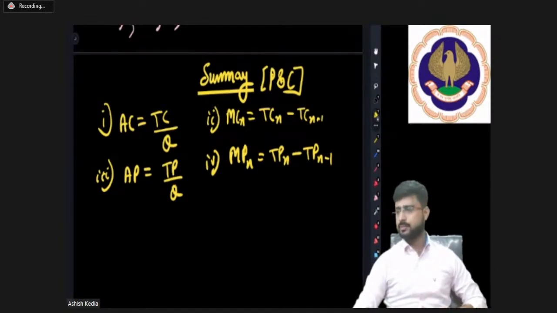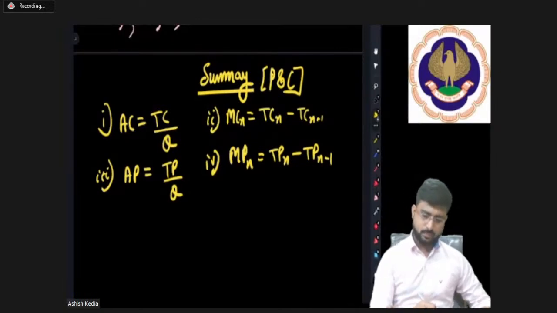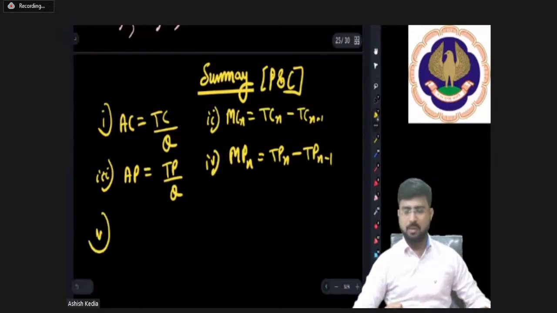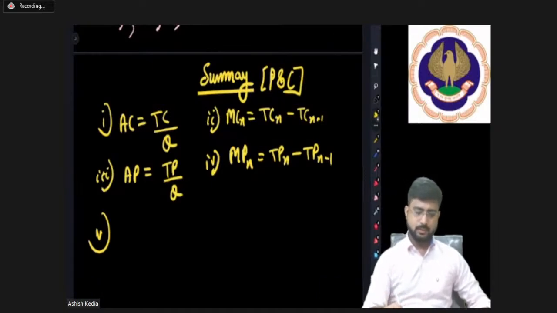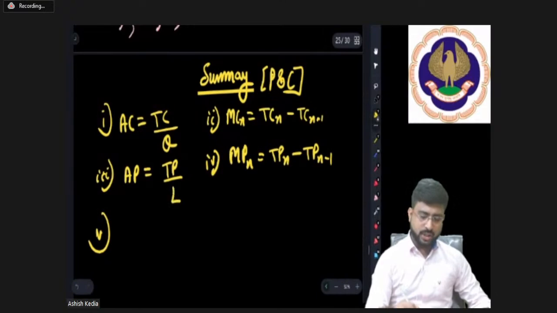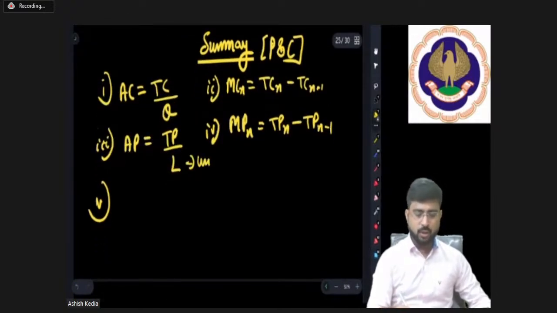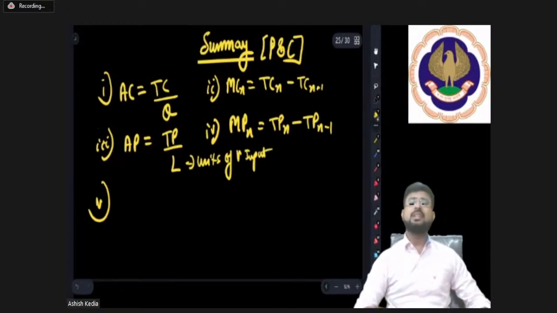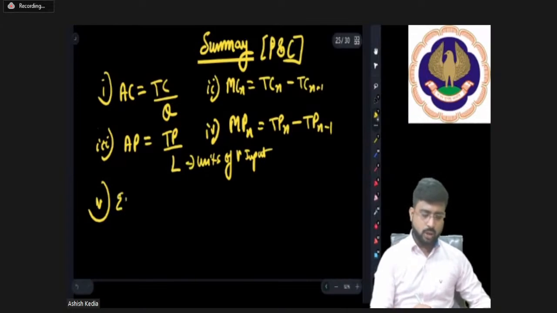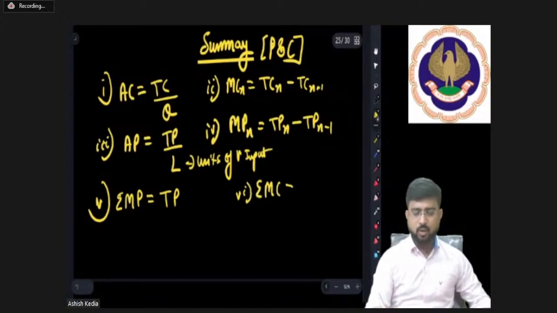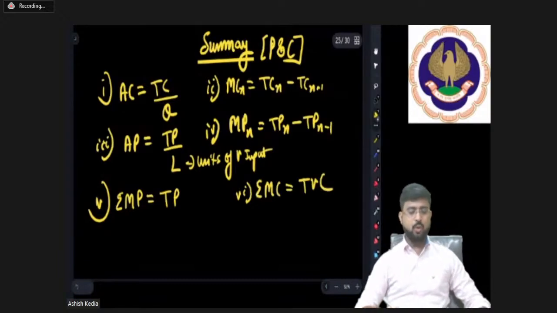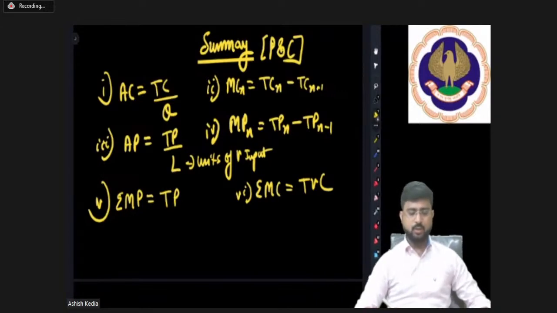Pay attention, everybody. Moving on. Number 5: average product is not by quantity, put it by labor, that is units of input, units of variable input. I would rather write it like this. Then number 6: the sum total of marginal product gives you total product, and the sum total of marginal cost gives you total variable cost.